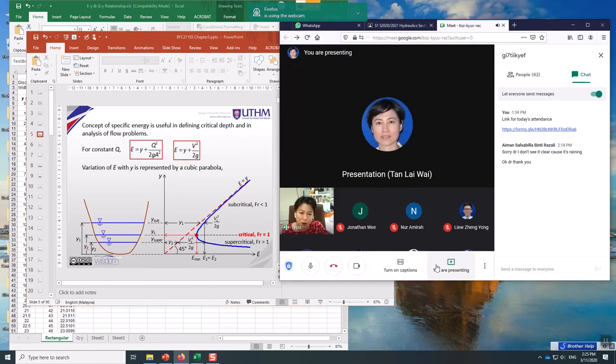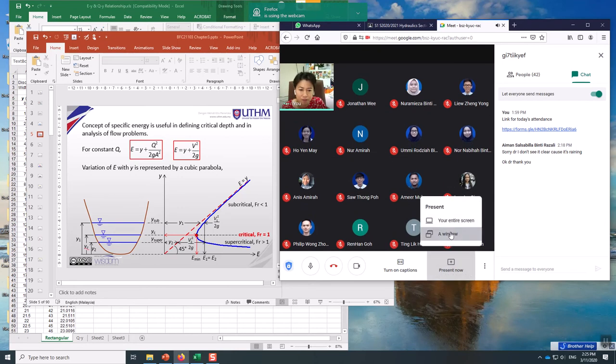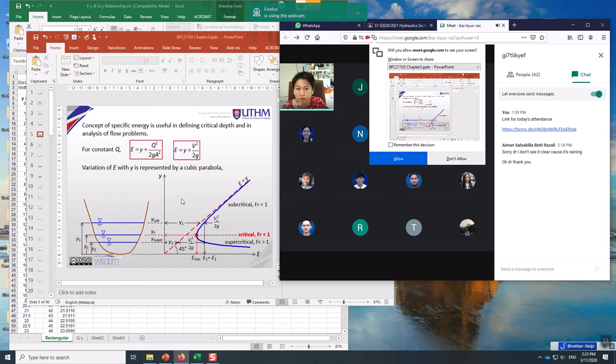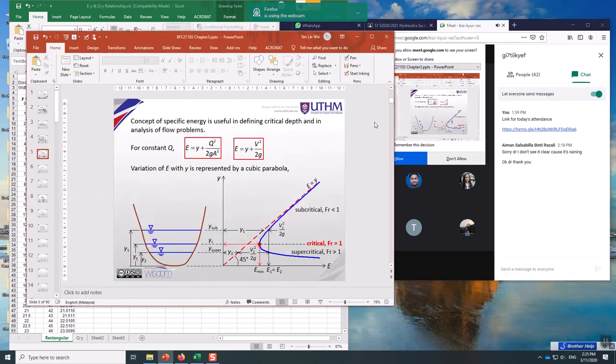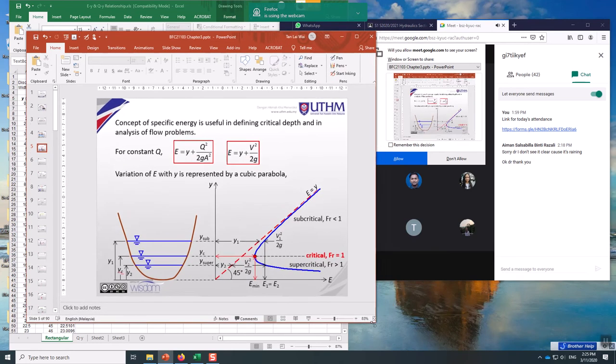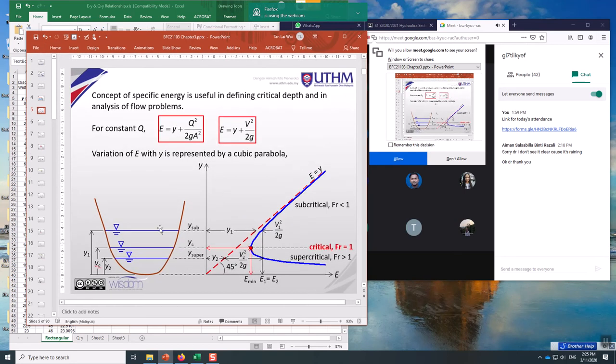Okay, let's look at our PowerPoint slides again. I think it's better if I use this, it's easier, because I can point using my cursor. Now, this is the graph that I get from my Excel. I have just shown you using the Excel how I got all this graph. With different depths, I get specific energy, so I plotted them out, and I get the line of specific energy for a particular channel section with a particular discharge.